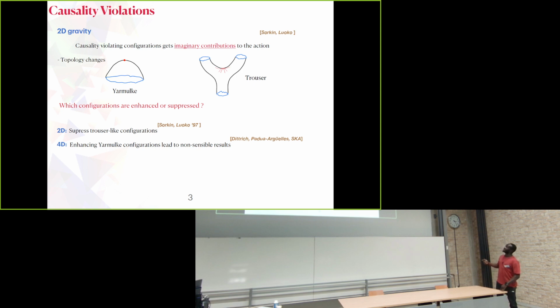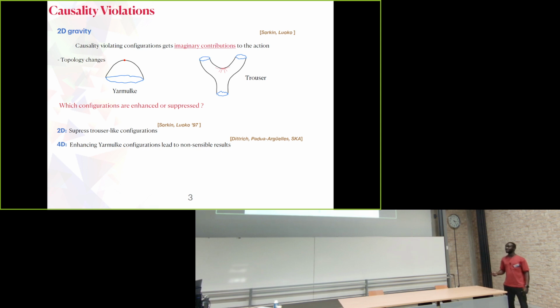Maybe to make it a bit more precise, in 2 dimensions, it's been studied already by Rafael and Lyoko. The causality violations arise in the form that your action assumes some imaginary terms. And there are mainly two families of topology-changing configurations. There is the Yarmulke one and also the Trouser one. The difference is that they come with different signs of the imaginary parts. So already there's a question which configurations are enhanced or suppressed, because it depends on the sign of the imaginary parts, right?